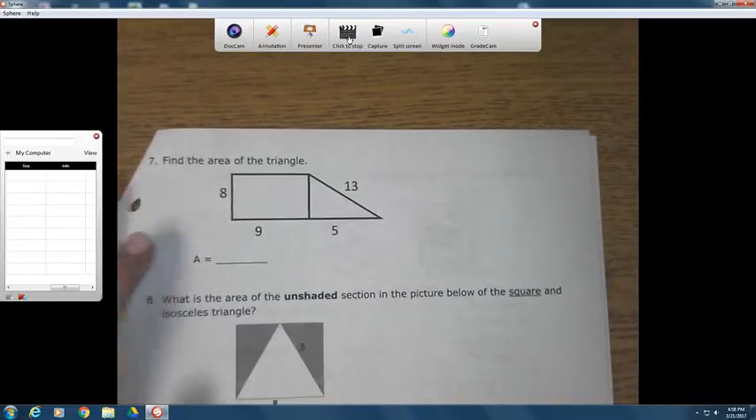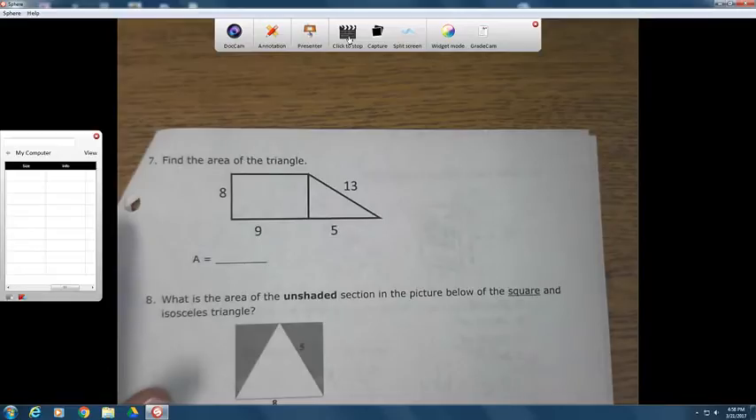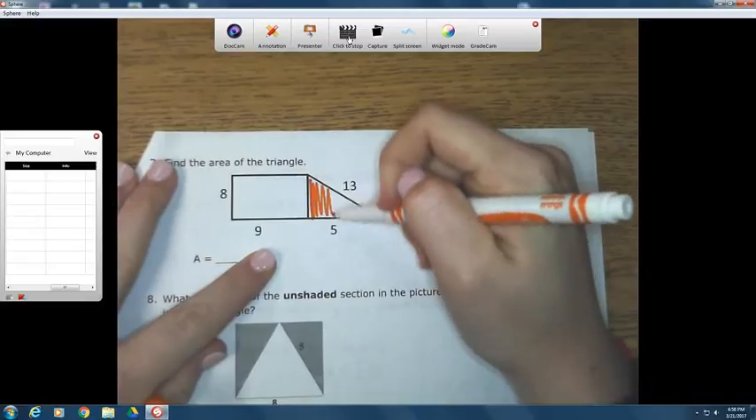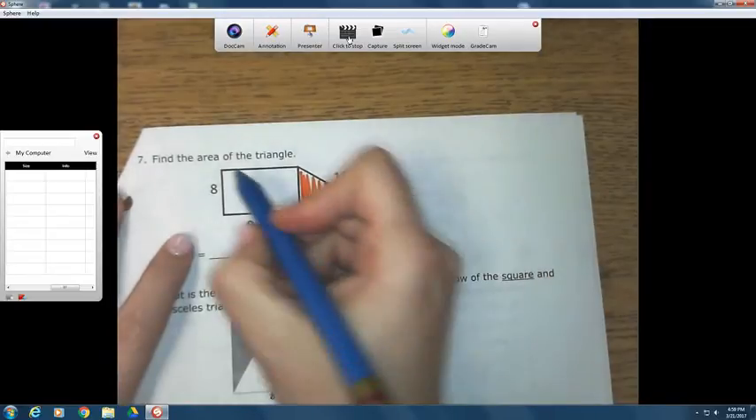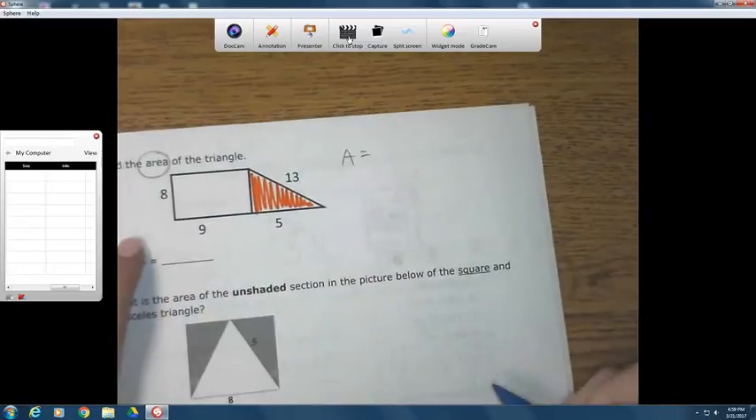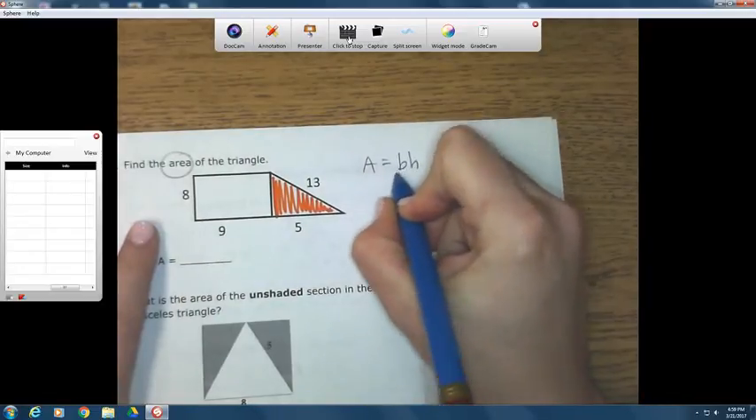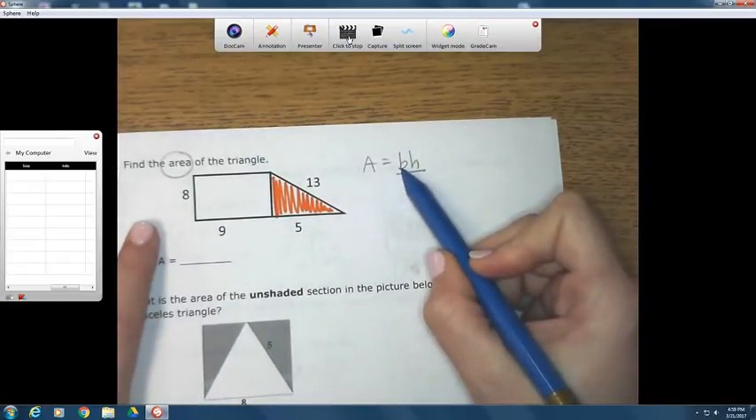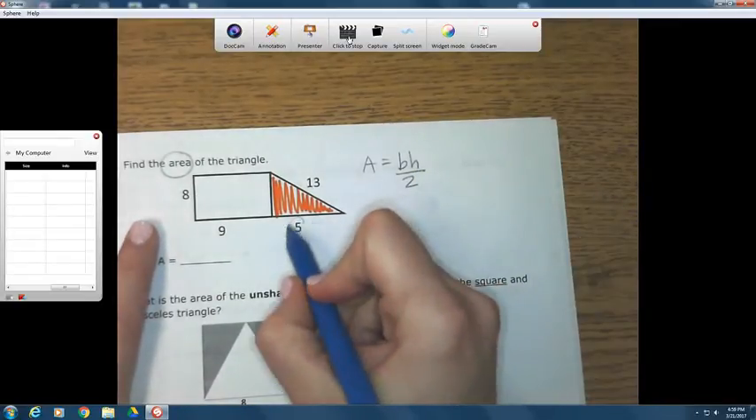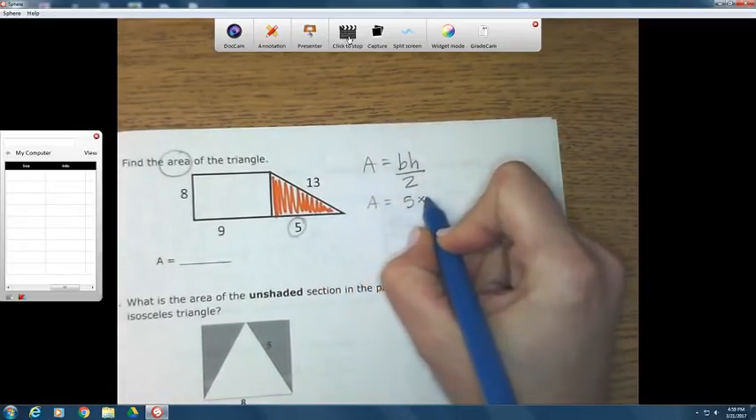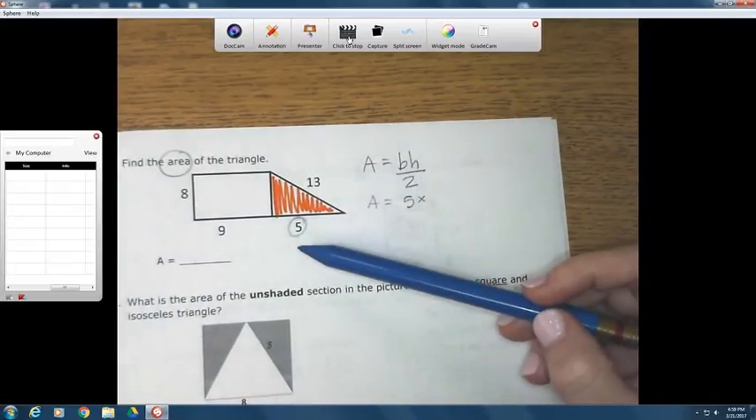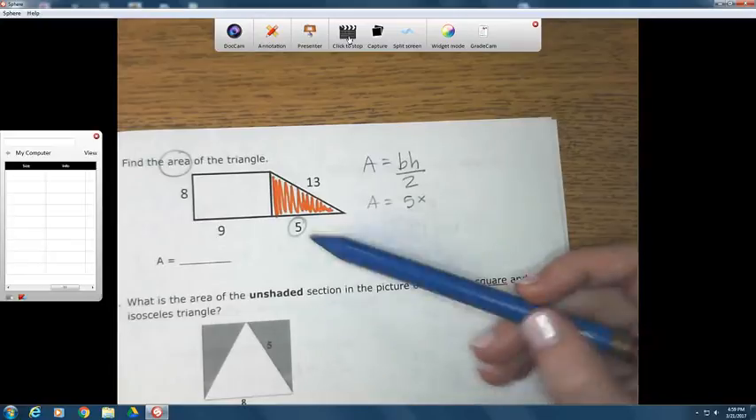Okay, find the area of the triangle. Triangle only. Let me get an orange marker. I'm only wanting the area of this. First off, we're finding area. The formula of a triangle is base times the height divided by 2. So I need to know my base and my height. My base obviously is this 5. So area equals 5 times my height. My height has to go straight up and down to the base.